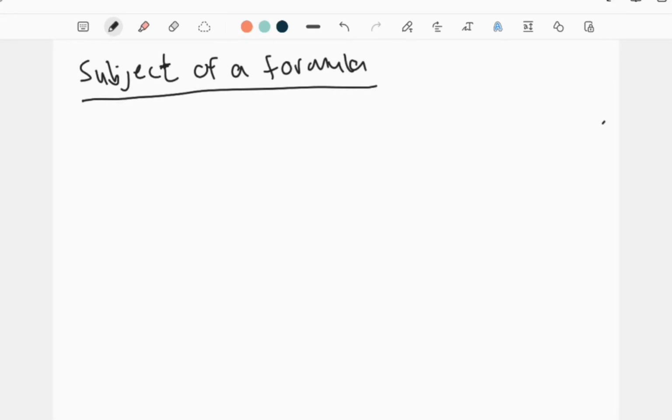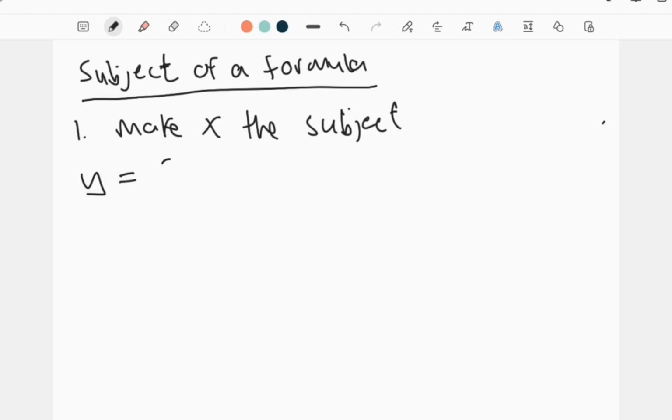Hi, in this video we are going to learn about the subject of a formula. Let's start with some simple ones. Make x the subject of the formula: y equals 2x plus a. What that means is when you make something the subject of the formula, you want that letter to be on its own. So you want x equals something.